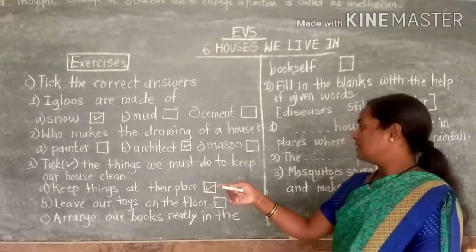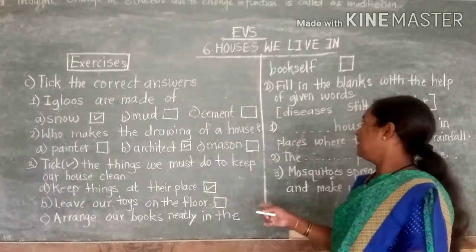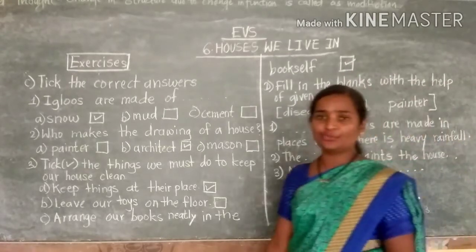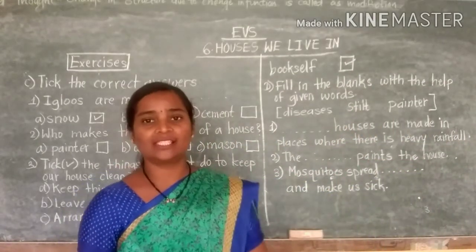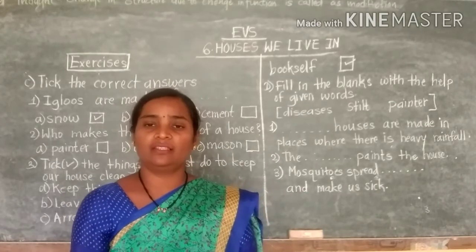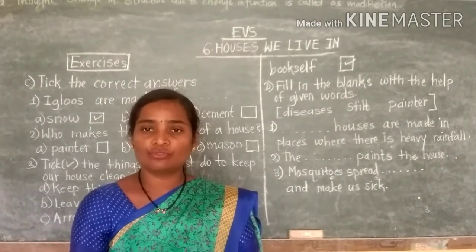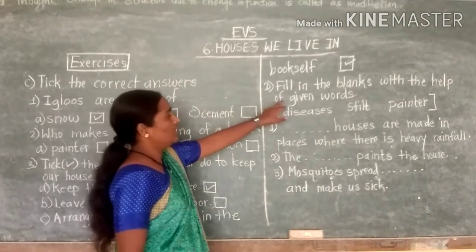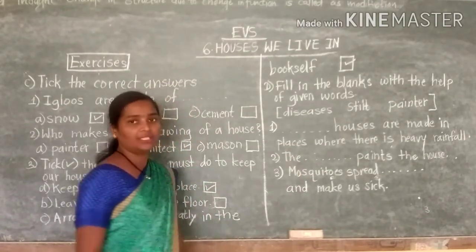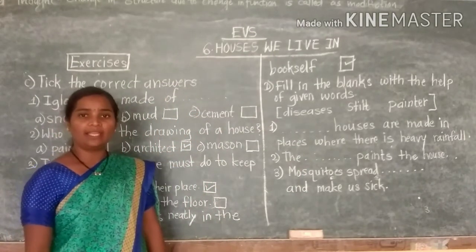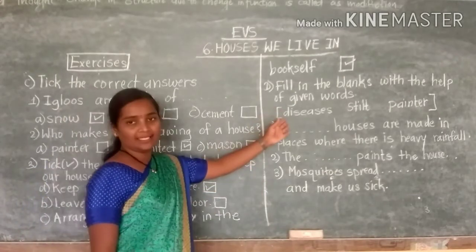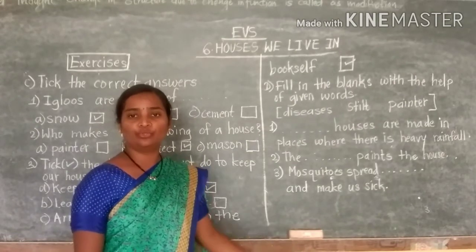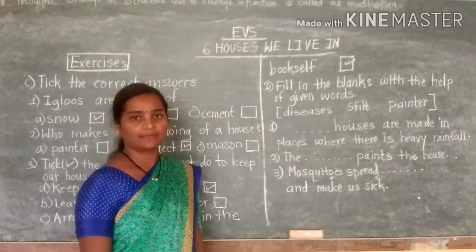See, arrange our books neatly in the bookshelf. Yes, that is. Understood. So, this question is over. Now, student, we will move towards the next question, that is, fill in the blanks with the help of given words. In the bracket, you have the words business, steel, and painter. These three words you have to use in the fill in the blanks.